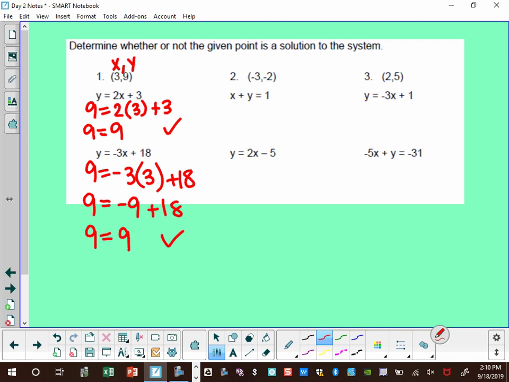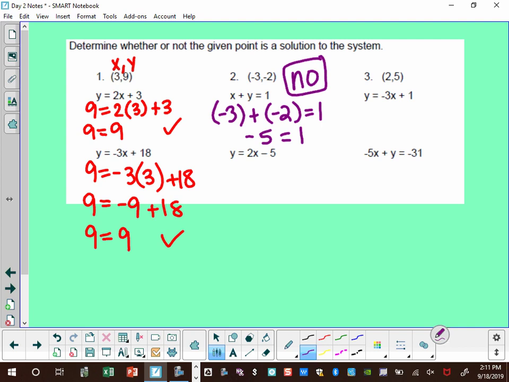Let's check number 2. My x is negative 3, my y is negative 2. So I have negative 3 plus negative 2 equals 1. What's negative 3 plus negative 2? Does negative 5 equal positive 1? No. Put a big no there. It doesn't work. There's no need for me to even try the second equation. The first one didn't even work. So I know it's not going to be a solution to the system. Does that make sense? Good.